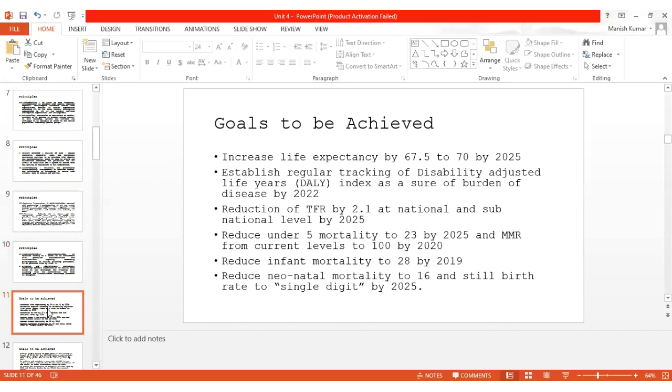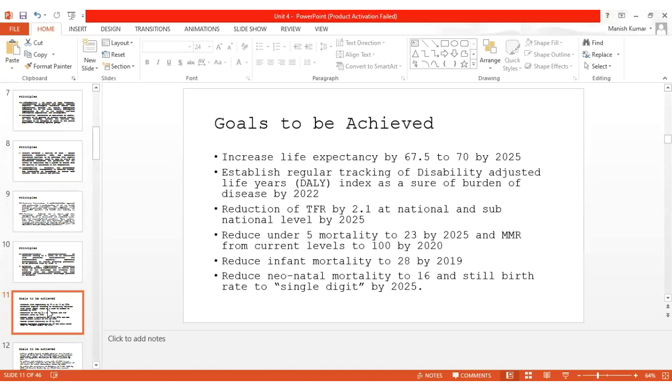Now, what are the goals which are being targeted? Some of these goals you might find a little odd, because, as I said, we are already 6 years into this national health policy. But because this is the latest national health policy, it is the only guiding principle for us, and we are following that.